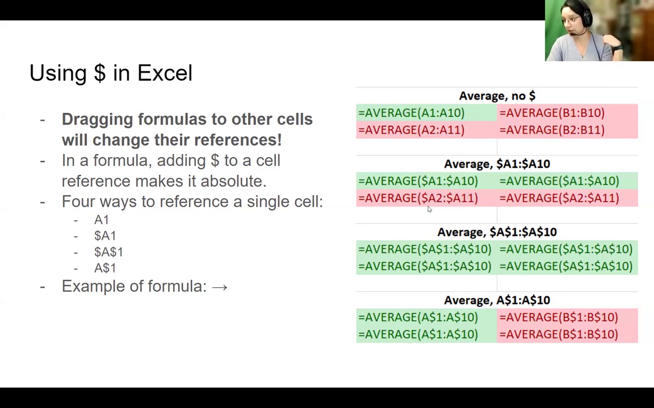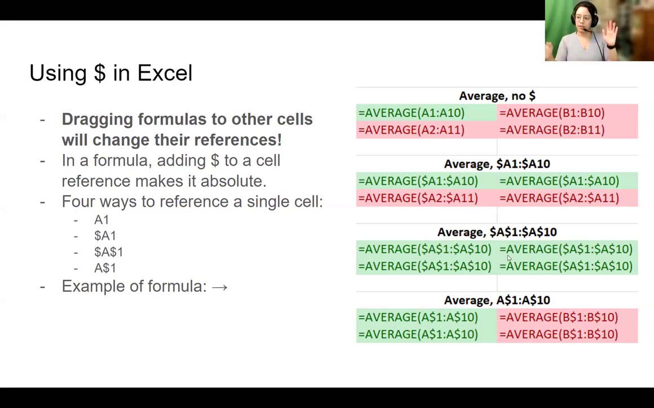A is still the same because it's got the $ sign in there. But A1 is changed to A2, A10 changed to A11. Same thing over here. Because we've moved down, that number has increased. And then if we want to freeze everything, we've got our $ sign in front of both the A and in front of the 1, then A in front of the 10.